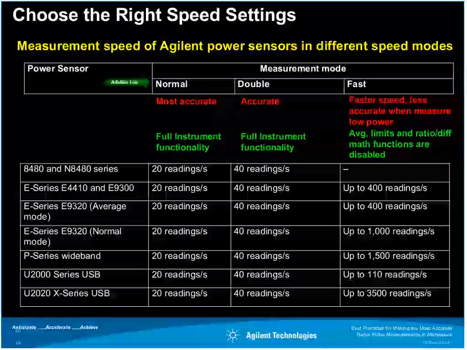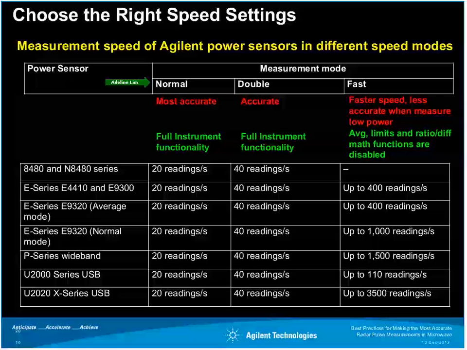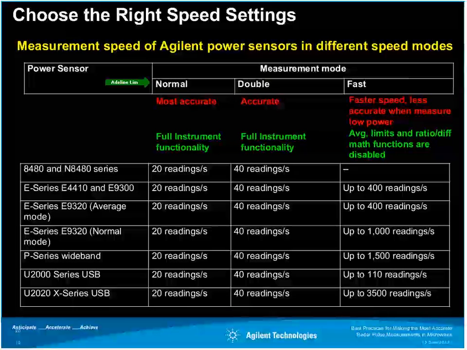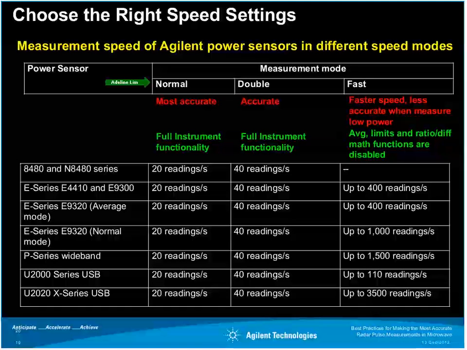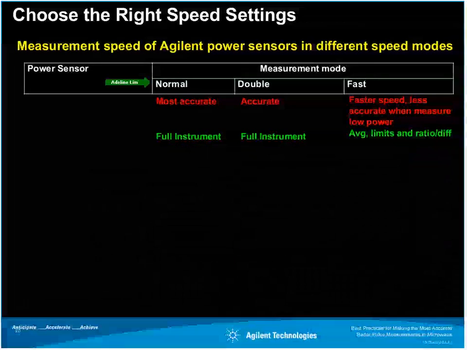Fast mode provides the fastest measurement speed, but it has some limitations: the averaging, limits and ratio functions, which we call the difference mathematical functions, are disabled. In both normal and double mode, full instrument functionality is available. The difference between double and normal mode is due to the time constant of the internal resistor-capacitor filter. A smaller time constant will cause more noise but provide faster measurement speed.